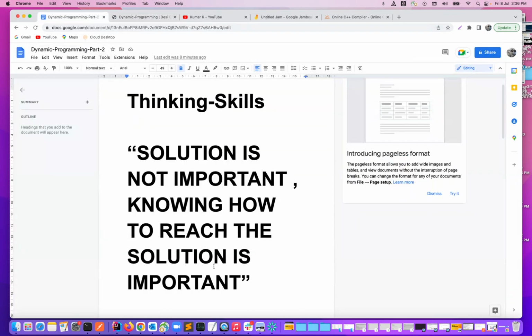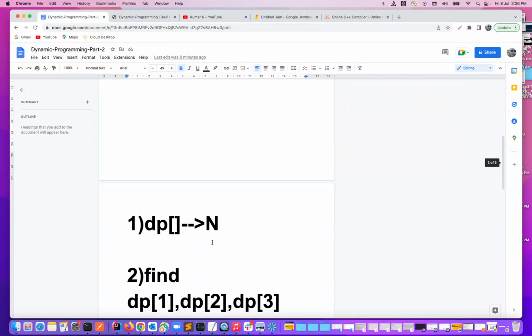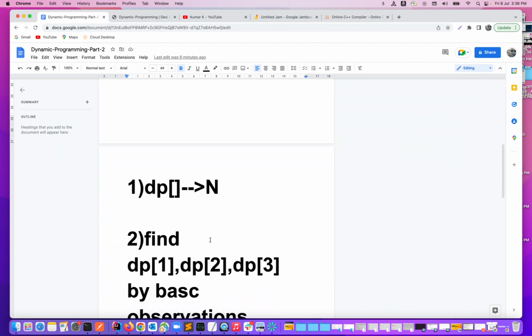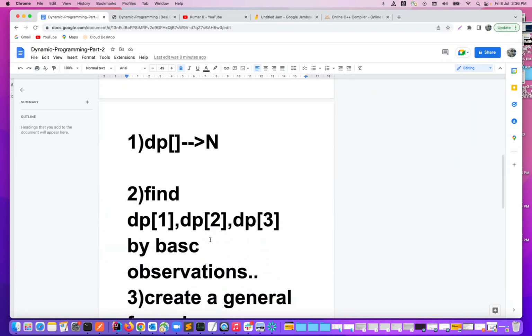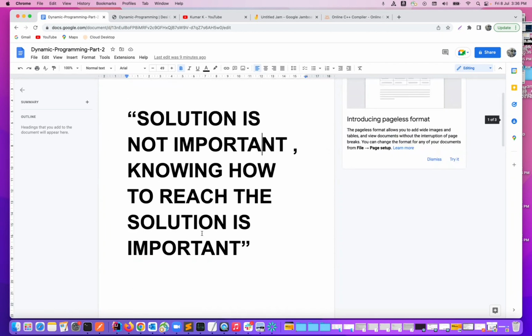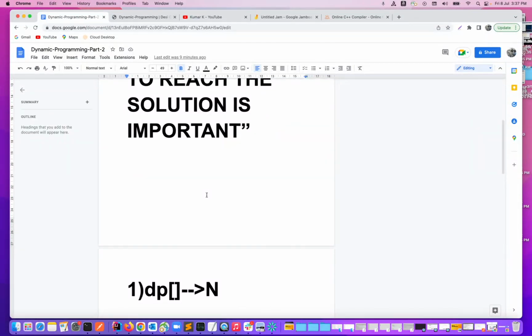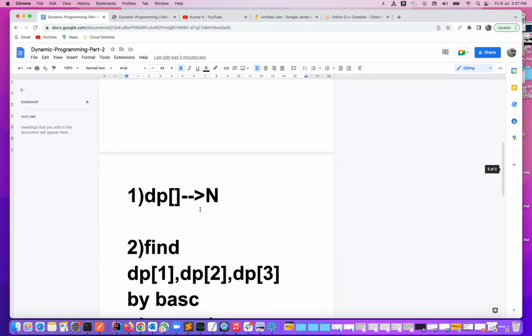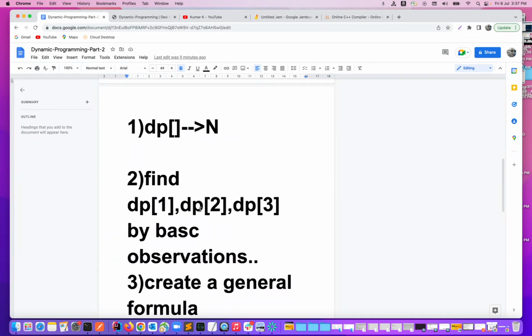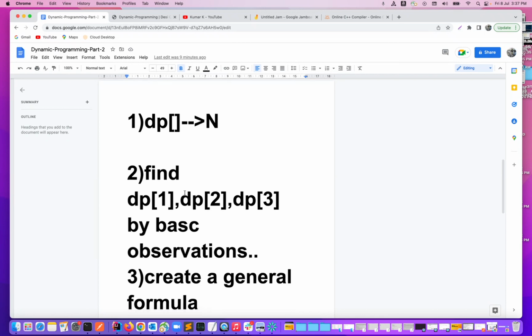So in this part 2 of our video, we are going to solve a DP problem, but our main focus will be on the thinking skills, guys. Our main focus will be on enhancing our thinking skills. So we will be focusing not more on the solution, but more on the process of getting to the solution. In the last video, as I said, whenever you are solving a DP problem, what are the general steps to follow?